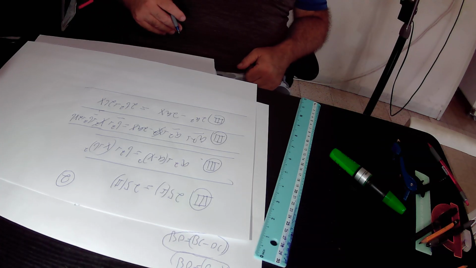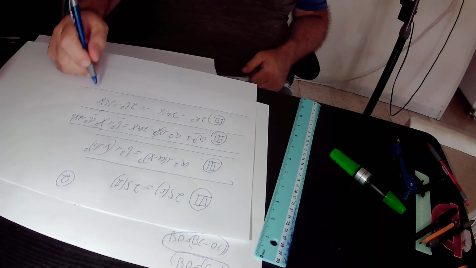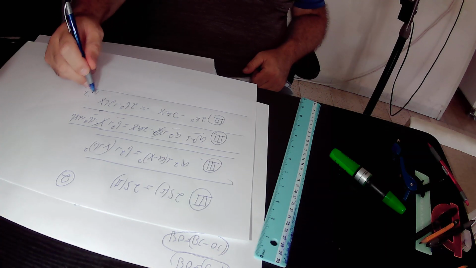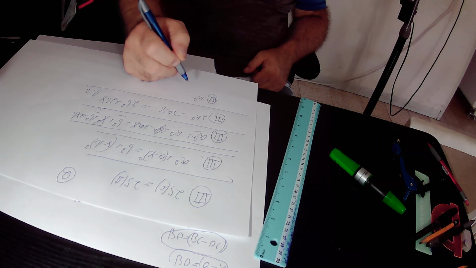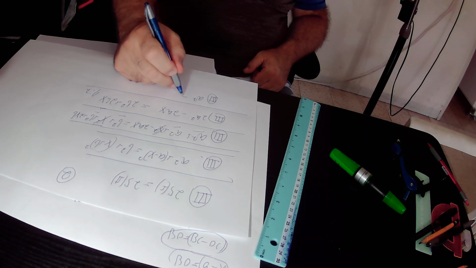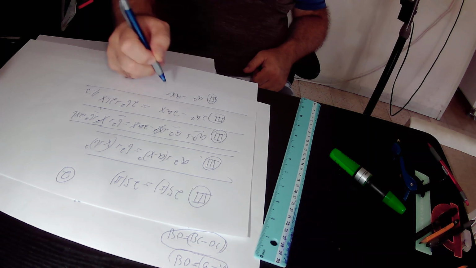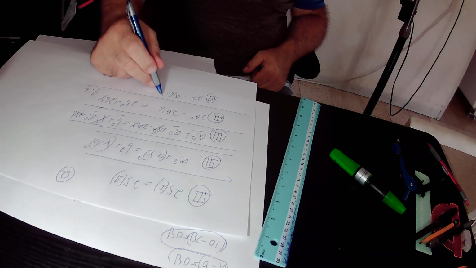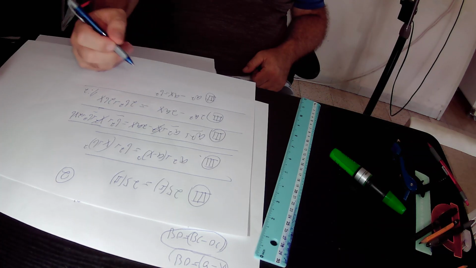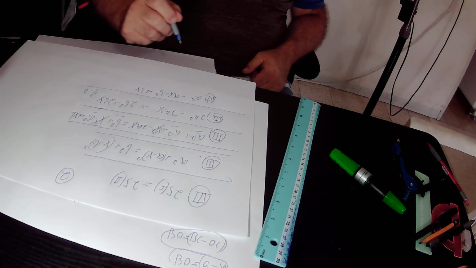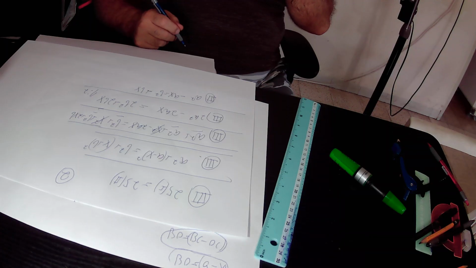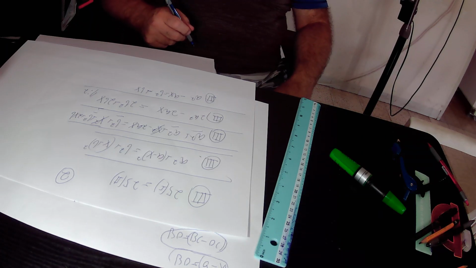Here we will divide this equation 3 by 2, and you get that 2a squared over 2 is a squared, minus 2ax over 2 is ax, and it equals 2b squared over 2 is b squared, plus 2bx over 2 is bx. So in total we found out that a squared minus ax equals b squared plus bx.